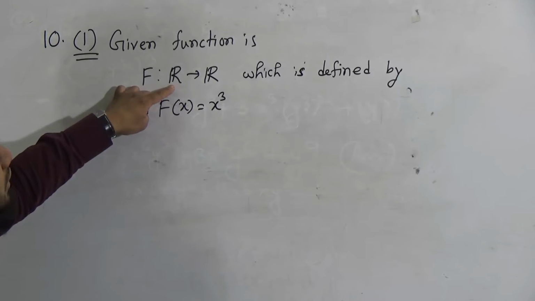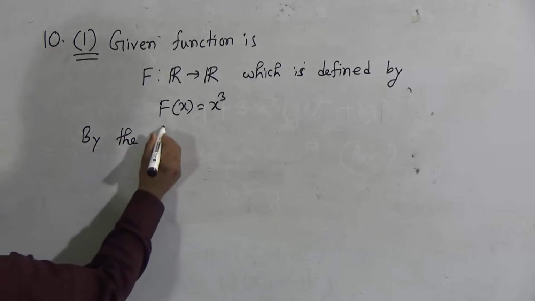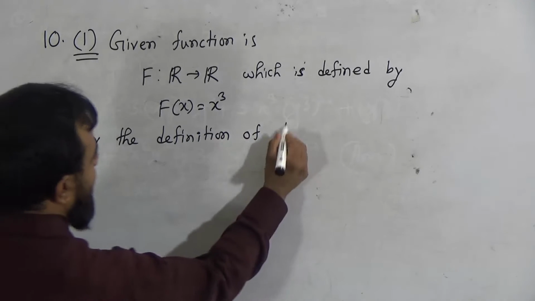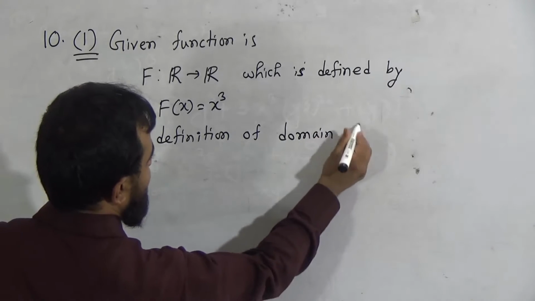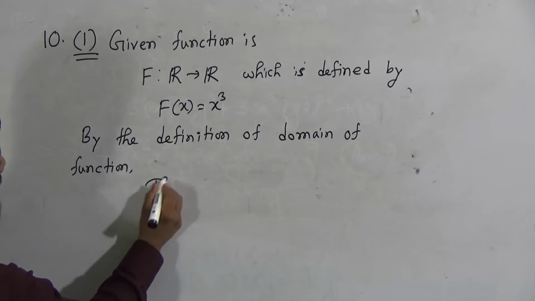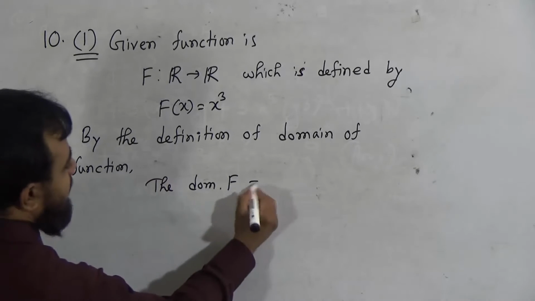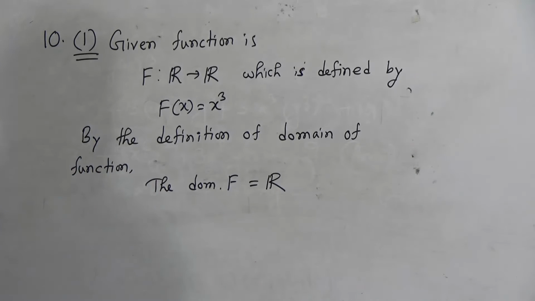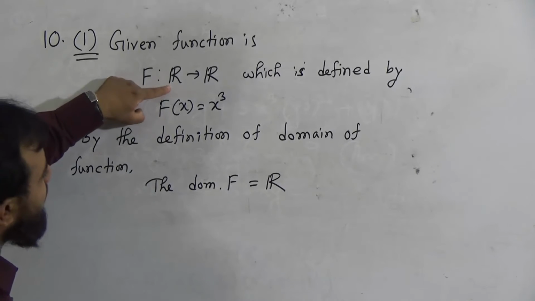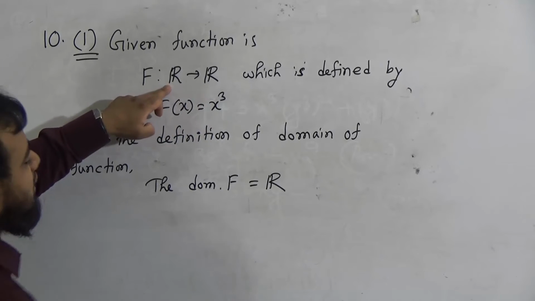That means by the definition of domain of function, we can write the dom f, that means domain of f, equal to real number R, because this function is defined from real number to real number, so the real number is our domain.